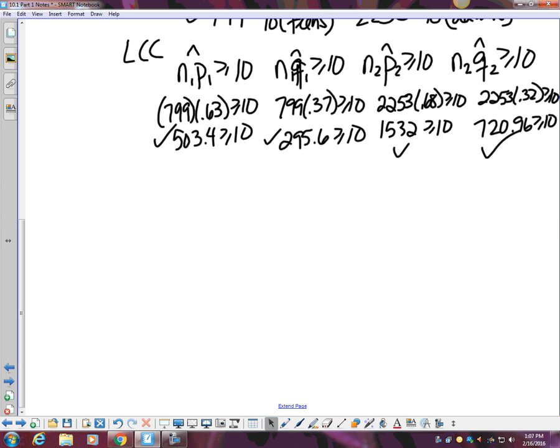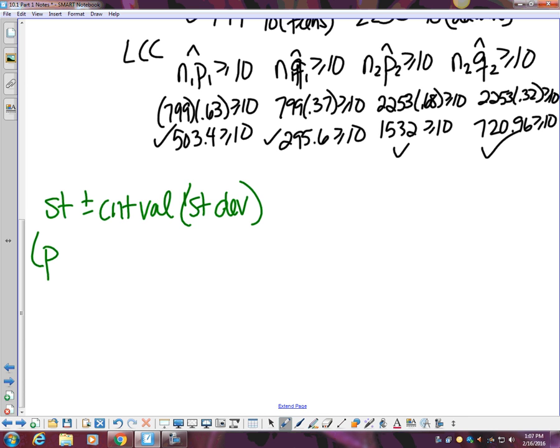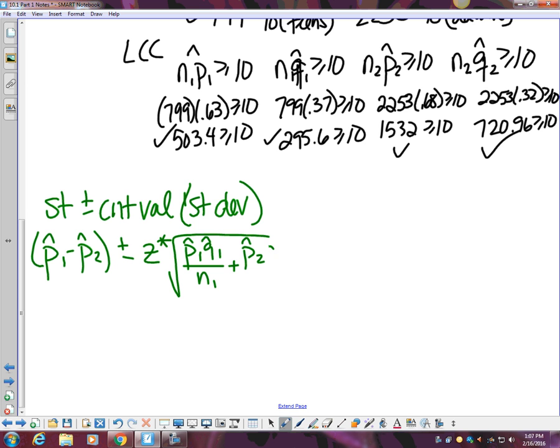So now we get to the fun stuff. Statistic plus or minus critical value times standard deviation. Statistic is going to be p hat 1 minus p hat 2, and I've already defined that I'm going to do teens minus adults. Z star, standard deviation, these have hats. 1 over n1, 1 over n2.